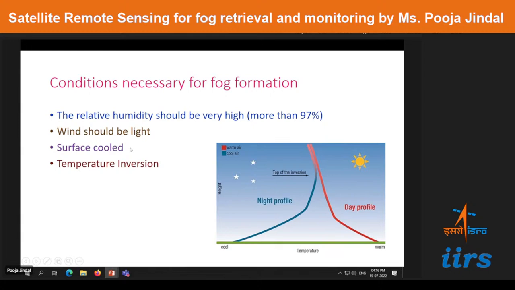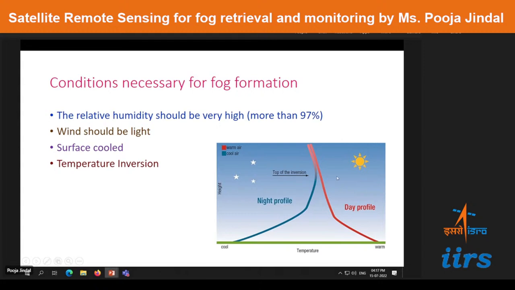Surface should be cool, that is also obvious. And the last one is there should be temperature inversion. We have already discussed how the temperature inversion phenomenon takes place during the winter times. Night duration is very large, so emissions will be very high. Temperature of the surface will be reduced, thereby reducing the temperature of the air near the surface. Therefore, we have lower temperatures near the surface as compared to the temperatures at a little higher altitude. This kind of profile is basically called a temperature inversion. So this is also one of the necessary conditions for the fog formation.